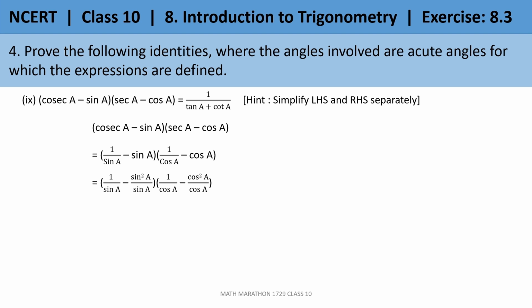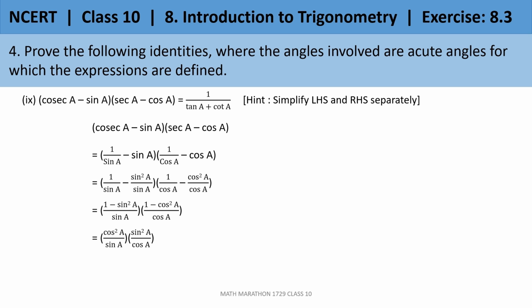That is equal to ((1 − sin²A)/sin A) multiplied by ((1 − cos²A)/cos A). Sin²A + cos²A = 1, so 1 − sin²A = cos²A and 1 − cos²A = sin²A. This is equal to (cos²A/sin A) multiplied by (sin²A/cos A).